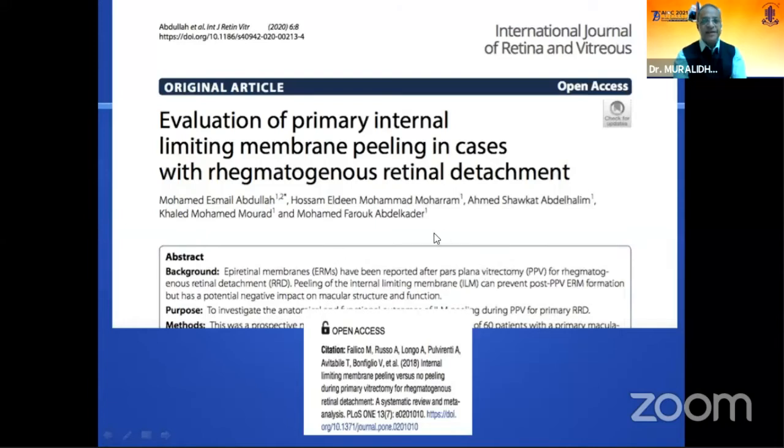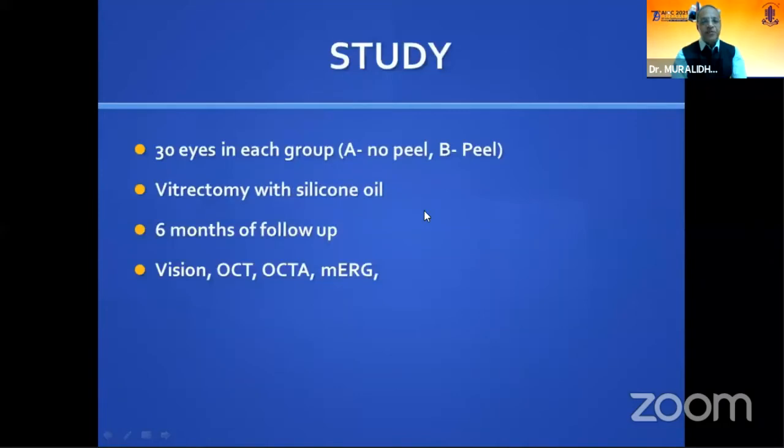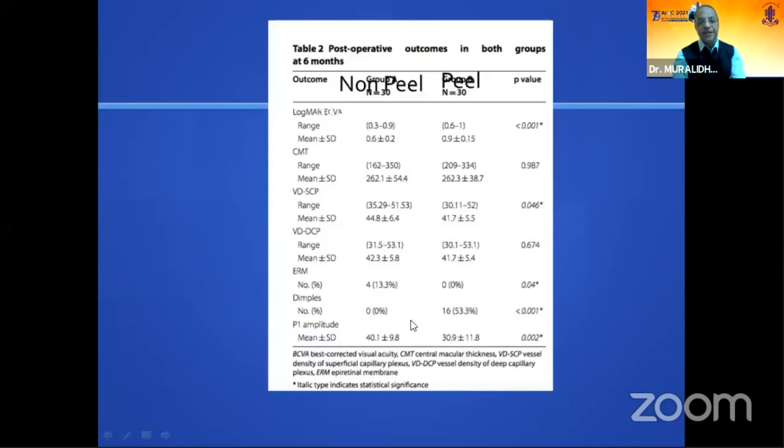Let us look at this study. Saravanan did not want to quote this study. This was done as a prospective randomized trial, 30 eyes in each group, vitrectomy with silicone oil with 6 months of follow-up. They studied the OCTA and ERG, multifocal ERG, in addition to regular vision. And what did they find?